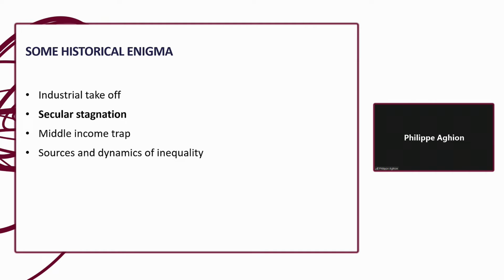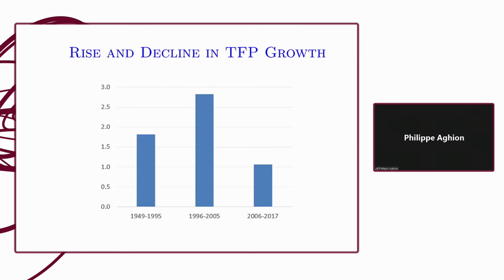The middle income trap: why some countries start growing and then stop in the middle, or growth slows down, like in South Korea or Japan. And another enigma is inequality. What is the relationship between inequality and innovation? Here, I will just tell you about secular stagnation.